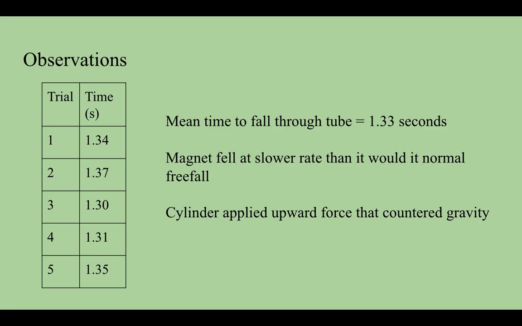As you can see, the magnet fell at a slower rate than if it were just in normal free fall. The magnet was kind of floating in the tube. So this means that the cylinder applied an upward force that countered gravity.